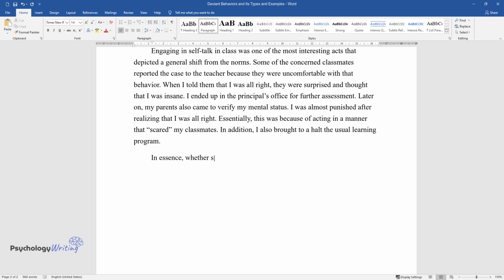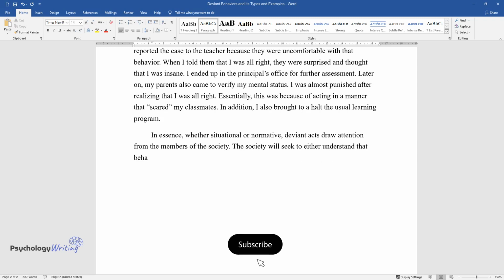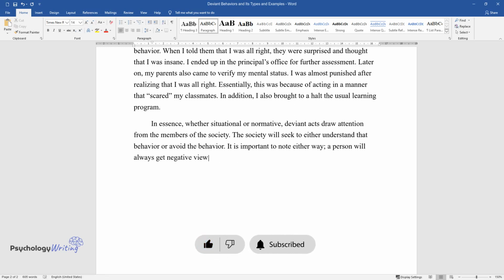In essence, whether situational or normative, deviant acts draw attention from the members of the society. The society will seek to either understand that behavior or avoid the behavior. It is important to note that either way, a person will always get negative views from the society.